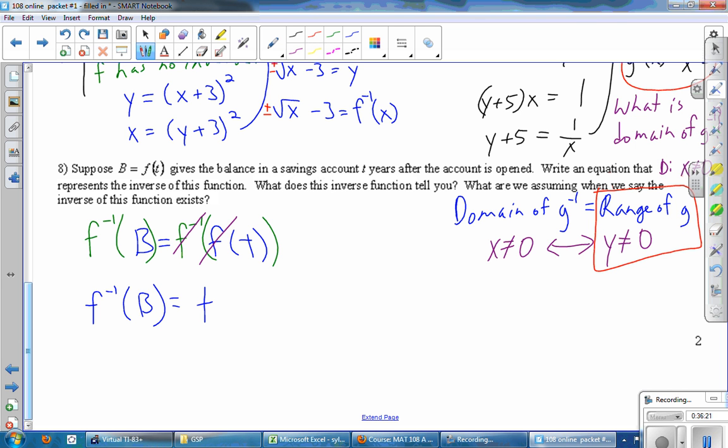So let's think about what the original function tells you, and then we'll think about what this inverse function tells you. The original function has an input of t and an output of B. Let's make a little chart down here to help us keep track of what's what for these two functions. The first function we'll say is the original, and the other function we'll say is the inverse. And then we've got input and output for both.